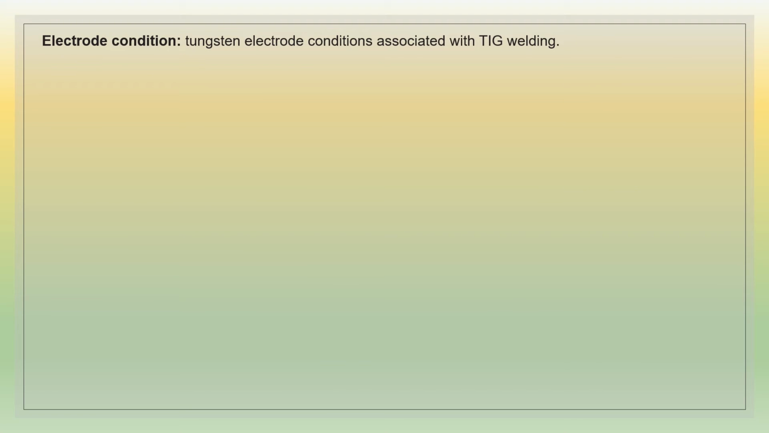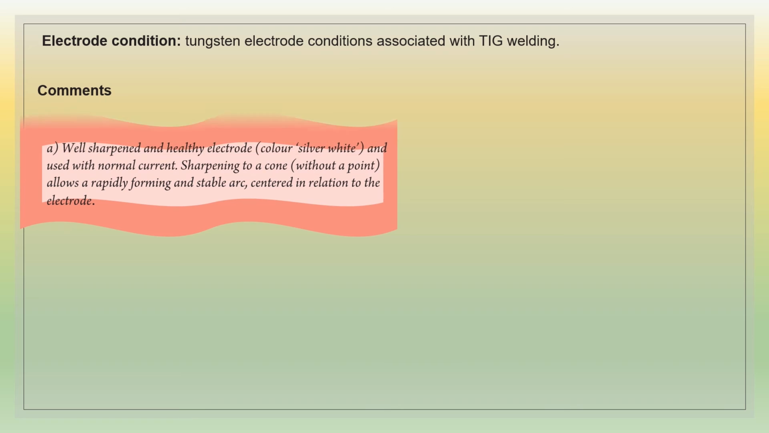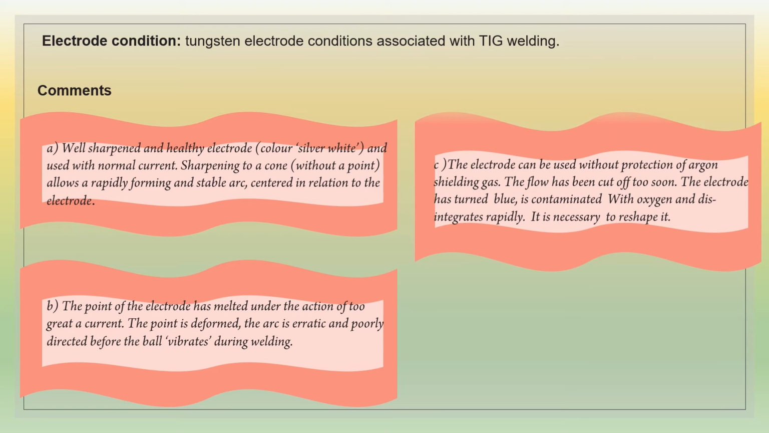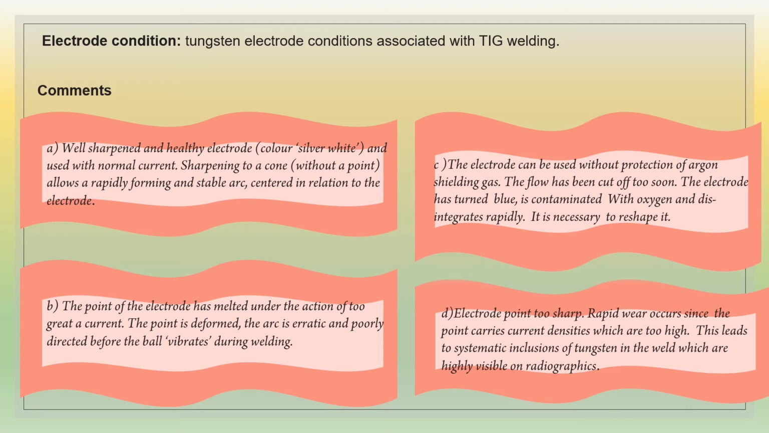Electrode condition. Tungsten electrode condition associated with tungsten inert gas welding. Comments. A. Well shaped and healthy electrode. Color silver white and used with normal current. Sharpening to a cone without a point allows a rapidly forming and stable arc centered in relation to the electrode.